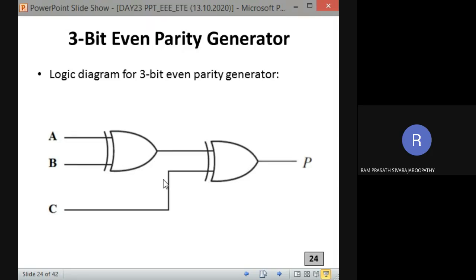Fine. So now we will move to the parity checker. Kindly take a screenshot of this. Shall I proceed to the next slide? Yes. Okay.